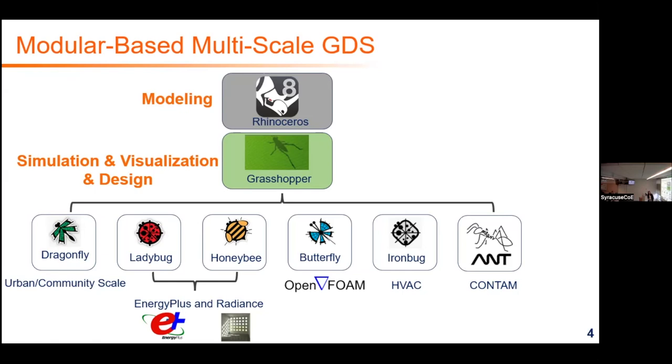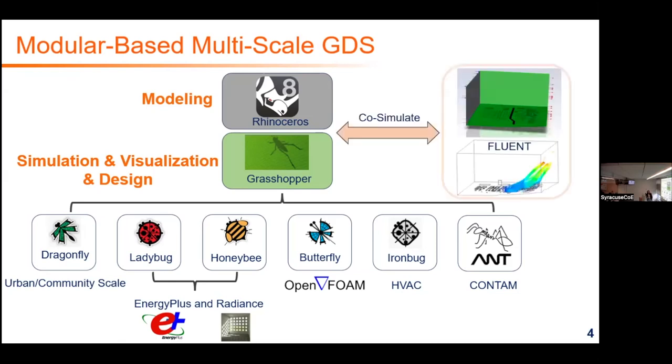And Ironbug is just a plug-in to simulate the HVAC system. And the final part is the content, which is used to analyze the indoor air pollution and indoor air quality distributions. And besides the whole framework, we have a co-simulation with Fluent to do the outdoor air pollution distributions. So this is the whole framework and all the plugins that we currently use.